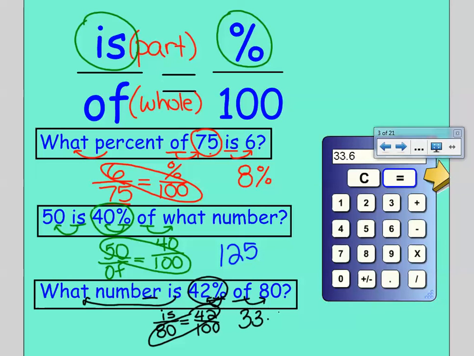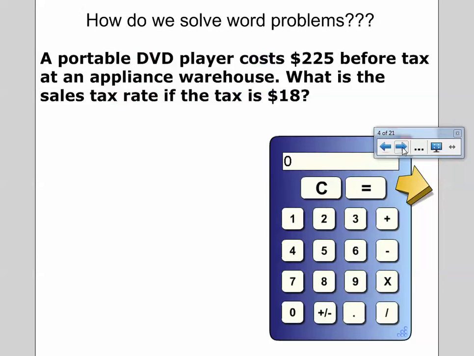I get 33 6/10. Okay, now this one's not on your paper, but how do we solve word problems? Well, we need to remember that it's is over of, but it's also part over whole. So when I read this word problem, be thinking about what is the part and what is the whole in my problem. So a portable DVD player costs $225 before tax at an appliance warehouse. What is the sales tax rate if the tax is $18?